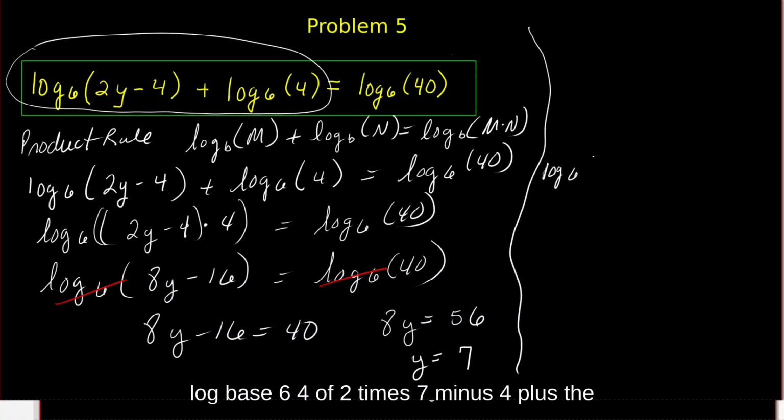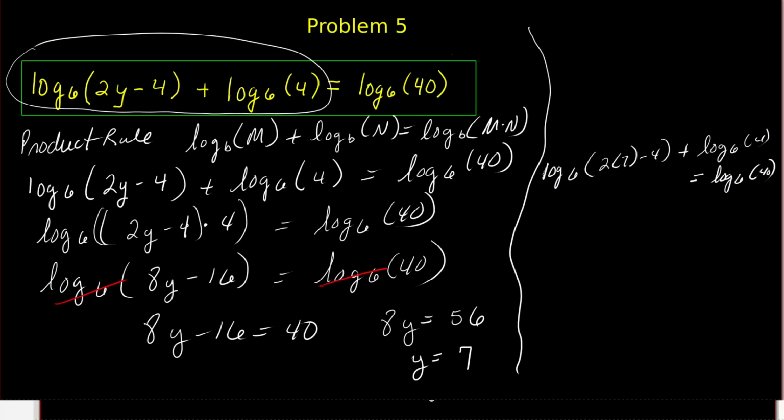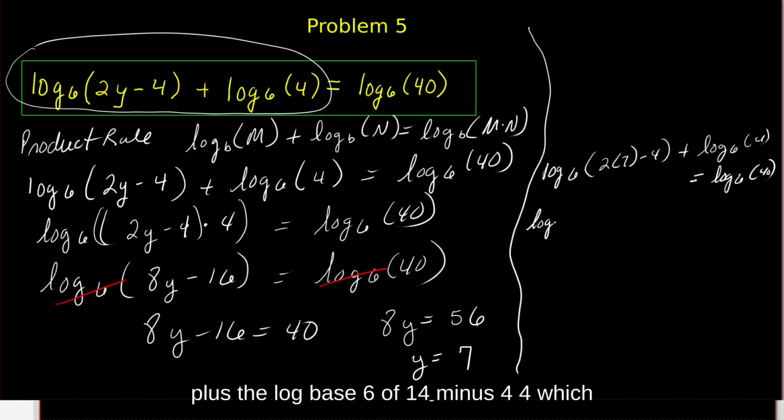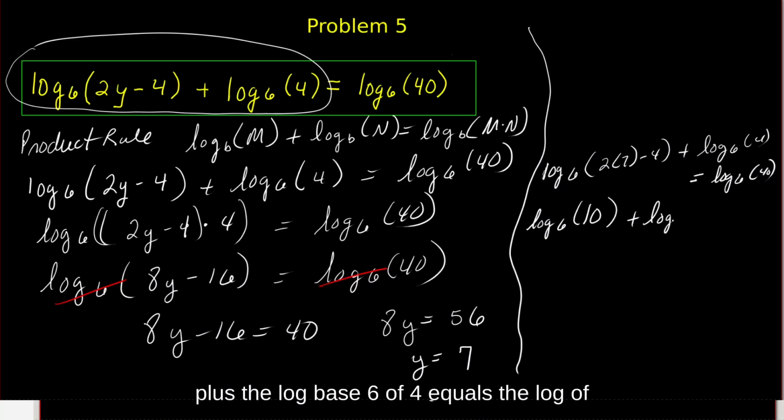Log base 6 of 2 times 7 minus 4 plus the log base 6 of 4 is equal to the log base 6 of 40. That's the log base 6 of 14 minus 4, which is 10, plus the log base 6 of 4 equals the log of 40.